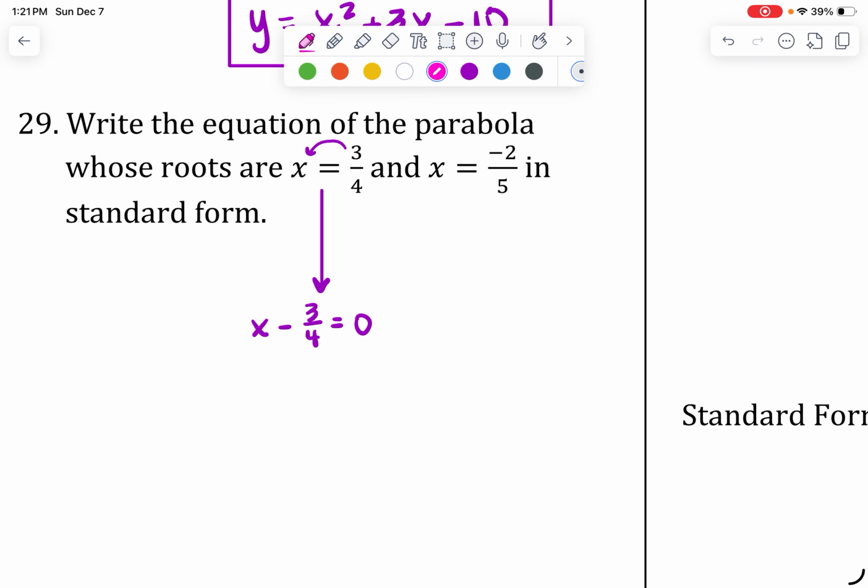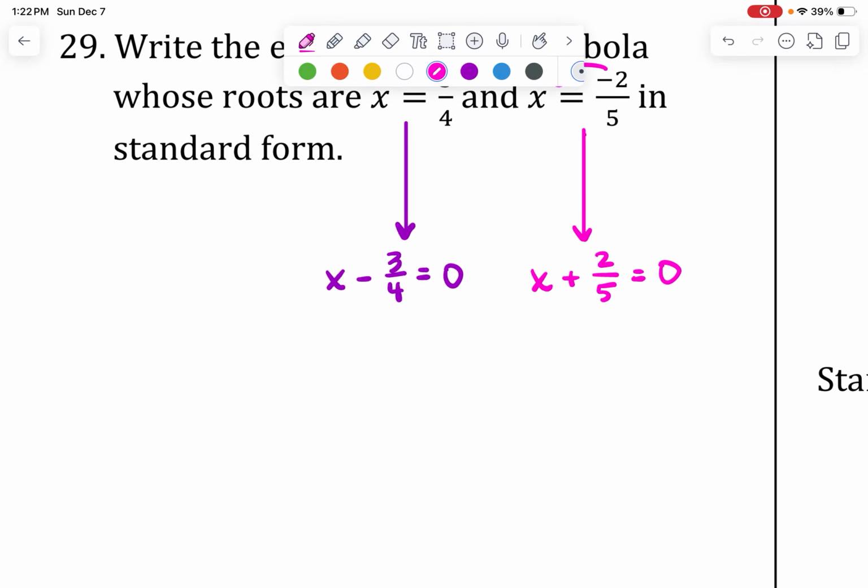I'm going to go ahead and do the other one also while I'm at it. Now the other solution was negative, which means when I move it back over, it's going to be positive 2/5 on the other side. Now this next step is what a lot of y'all failed to do.